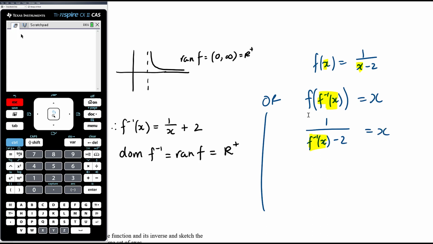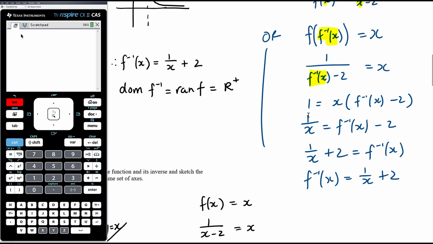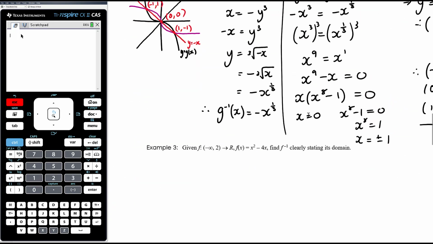And you can solve that for the inverse. So you get 1 = x times (inverse f(x) - 2). Divide by x: 1/x = inverse f(x) - 2, and add 2 so that you get 1/x + 2 = the inverse of f(x). And then you've found your answer. So that's an alternative process and method that you can use when finding inverse functions. Okay, let's go back down to example 3.